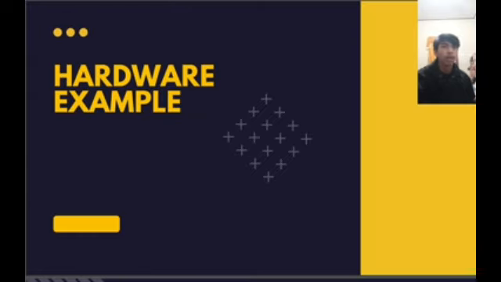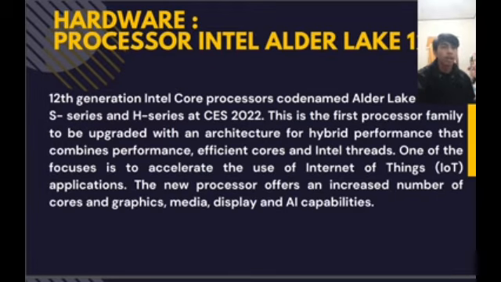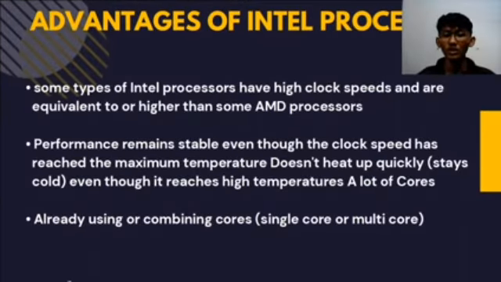Hardware example. The hardware that we chose as our hardware example for our presentation is the Intel Alder Lake 12th Gen processor. The 12th generation Intel Core processor, codenamed Alder Lake S series and H series at CES 2022. This is the first processor family to be upgraded with an architecture for hybrid performance that combines performance cores, efficient cores, and Intel Thread.